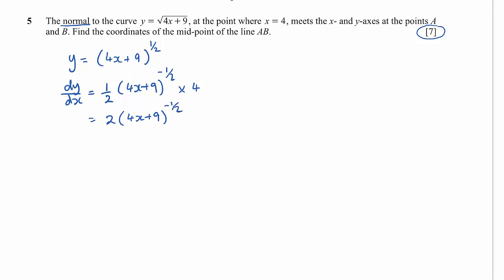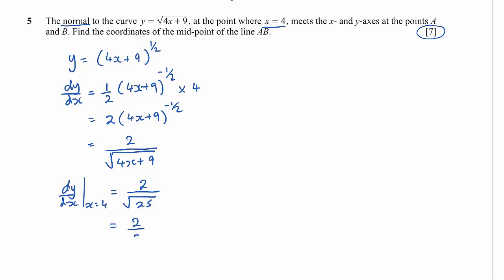So we have 2 (4x plus 9) to the negative a half. Now you've got a calculator, so you'd be fine substituting x equals 4 in there, but I do like to tidy. And so I would have that as 2 over the square root of 4x plus 9. Now we want dy/dx when x is equal to 4. So that's 2 over the square root of 4 times 4, 16, add 9, which is 25, which gives us 2 over 5.